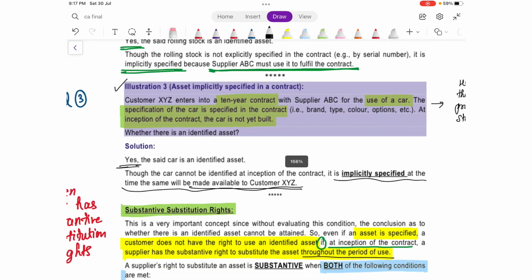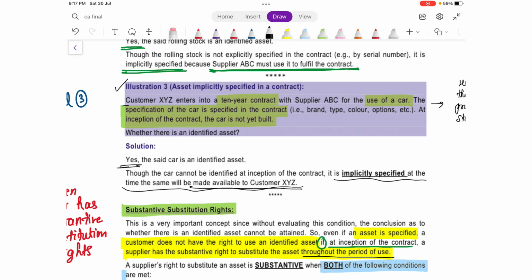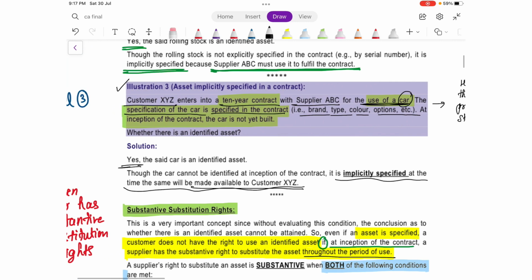The illustration number 3 says that there is customer XYZ. They have a 10-year contract with supplier ABC for the use of a car. So here the asset is the car. The specification of the car is specified in the contract. Explicitly they have specified in the contract the brand, type, color, options, etc. They have not explicitly said here that they are going to give this car only. They have not identified it, but they have told him that they would need this brand, this type, this color, these options. So all the other specifications related to the car have been given.